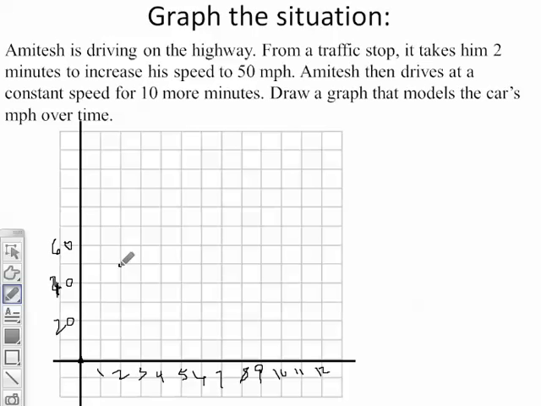She drives at a consistent speed for 10 more minutes. Well, I'm at 2. That means I've got to go out here to 12. And those are the points I'm going to be graphing. So I'm going to go from 0, 0 to 2, 50, and from 2, 50 to 12, 50. Ta-da! We just expressed a word problem graphically.